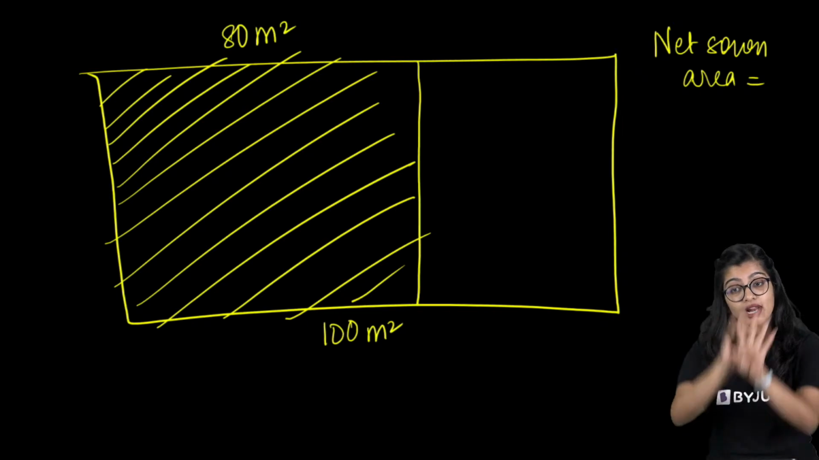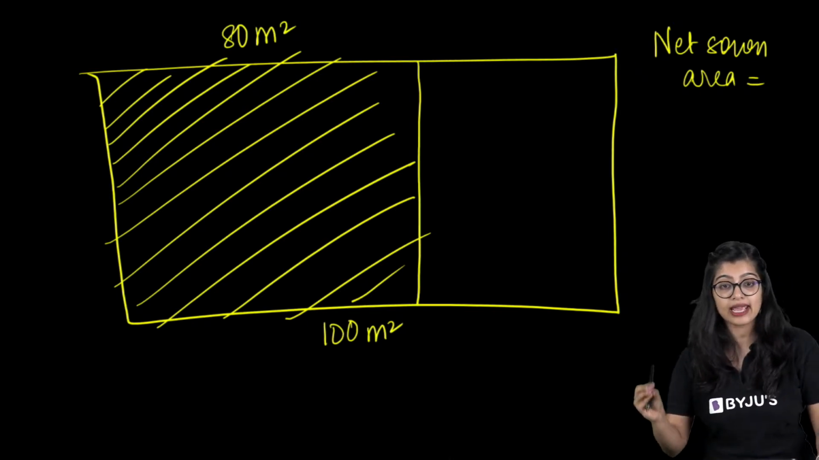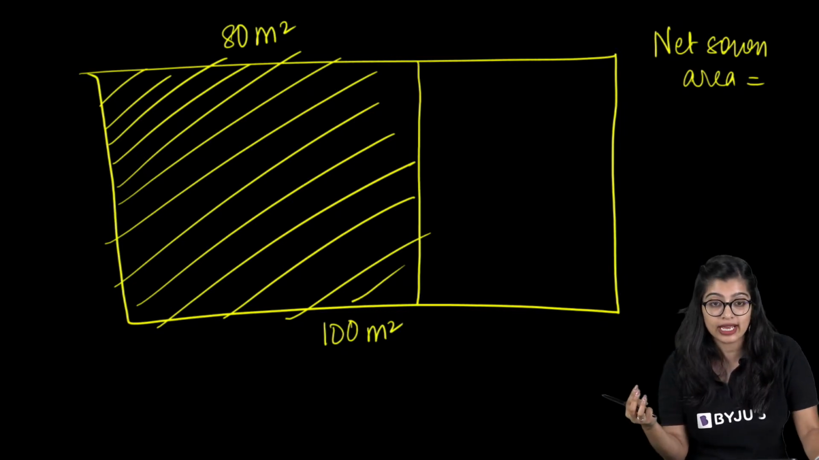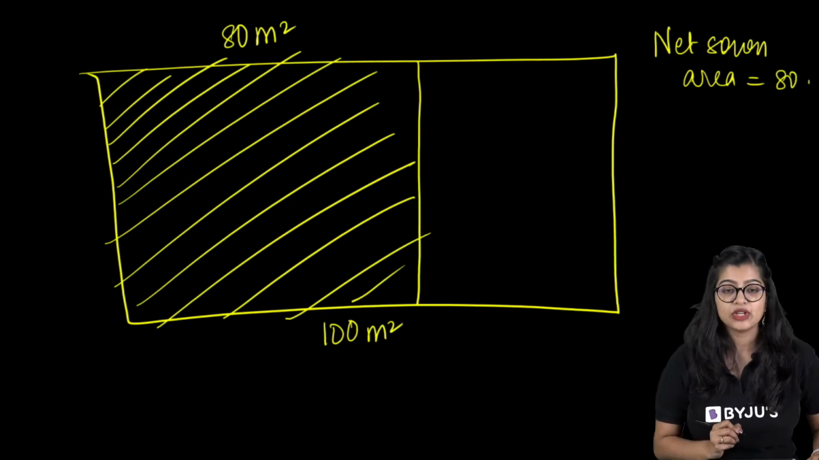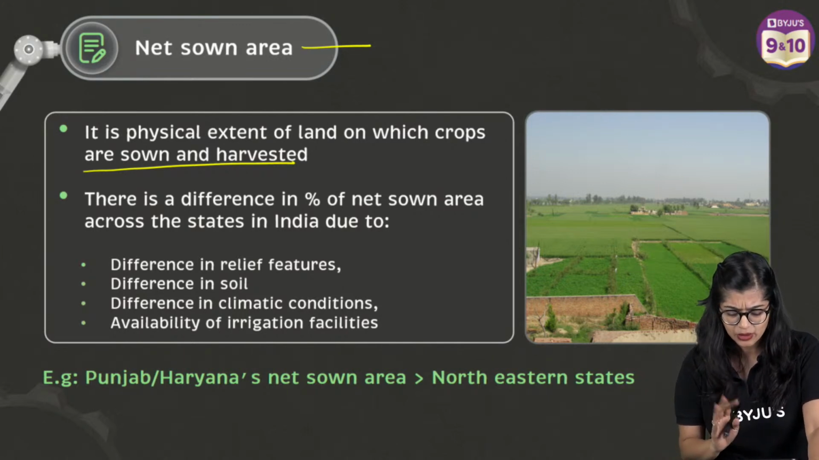I have a total of 100 meters square of land. But in 80 meters square, I grew my crops. So what is my net sown area? Exactly, right? It is going to be 80. So this is what we mean by net sown area. Very simple and easy, okay?